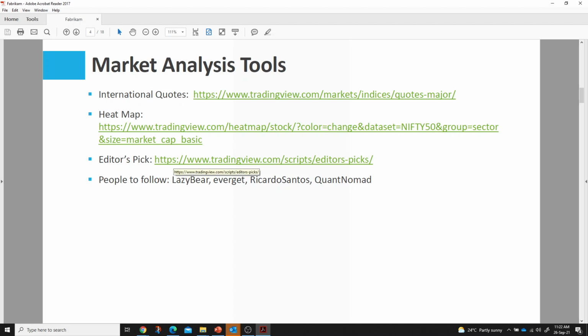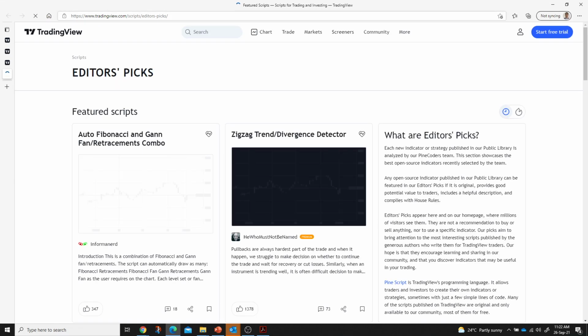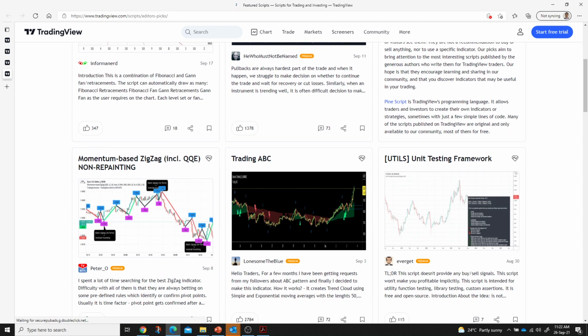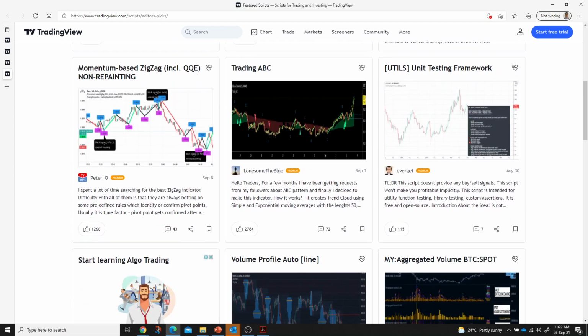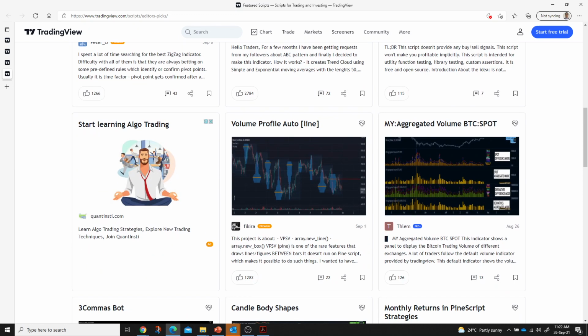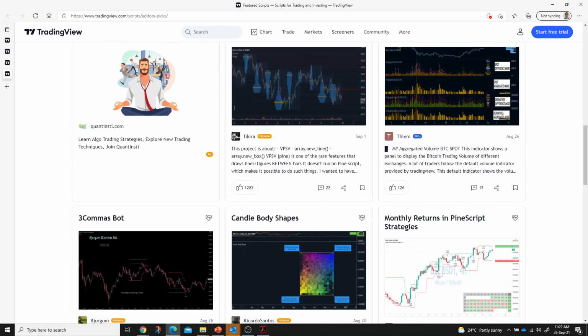Then, if you want to go into depth on what scripts are available, you can go for this editor pick. These are not your regular indicators which you see in your broker platform, for example, Zerodha or Fyers. These are very advanced scripts which require some level of understanding of PineScript. My suggestion is once you get a good view of your TradingView Pine scripting capabilities, you can use them.